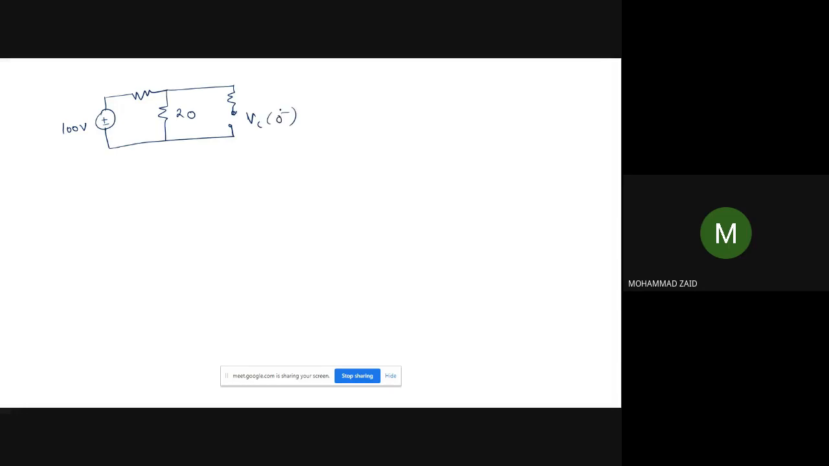Okay. Now, what will be the voltage across the capacitor? Because there is no current flowing here, the voltage will be the voltage which is across the 20 ohm resistance. So IL at 0 minus will be equal to 100 upon 20 plus 20, that means equal to 2.5 ampere. So that 2.5 ampere current is flowing in this branch.